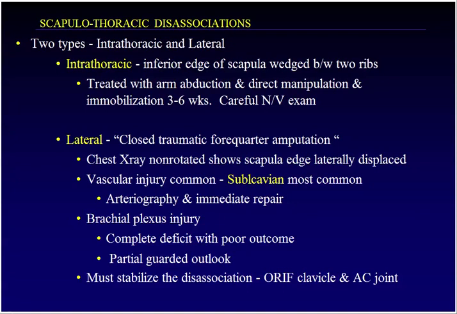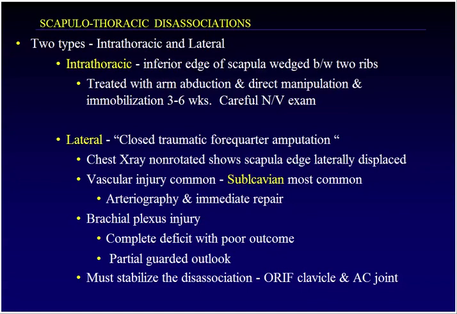Then the lateral scapulothoracic dissociation is much more common, and that's the so-called closed traumatic forequarter amputation. These are very serious injuries. You can diagnose it on a chest X-ray, which is non-rotated, a perfect PA chest X-ray that can show the scapula edge significantly laterally displaced. Vascular injuries are quite common. The subclavian artery is the artery that's most commonly damaged. You diagnose it with arteriography, and of course immediate repair is necessary to revascularize the limb.